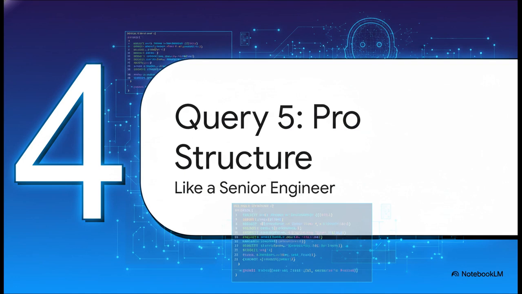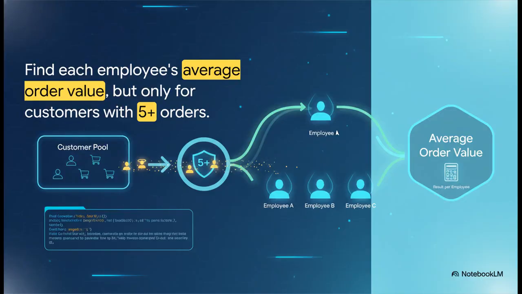And that brings us to our final query. And honestly, this one is the most impressive of all. This is a complex, multi-step problem that requires the kind of structure you'd expect to see from a senior data engineer. Okay, let's break this task down. We need to find the average order value for each employee. Simple enough, but here's the twist. We only want to include sales from our most active customers, the ones who've placed 5 or more orders. This is going to require multiple joins, filters, and aggregations all working together.